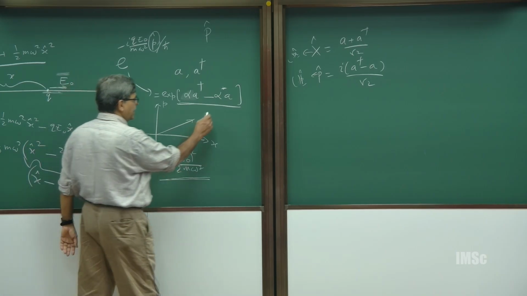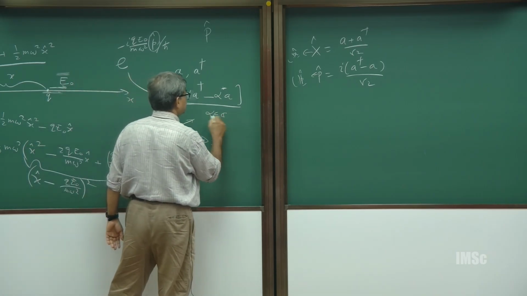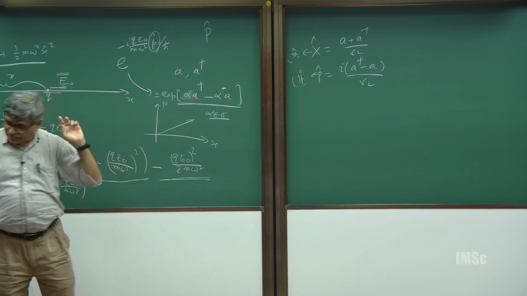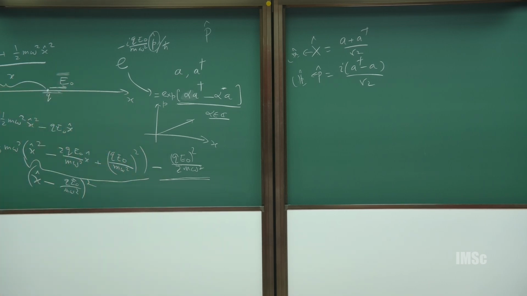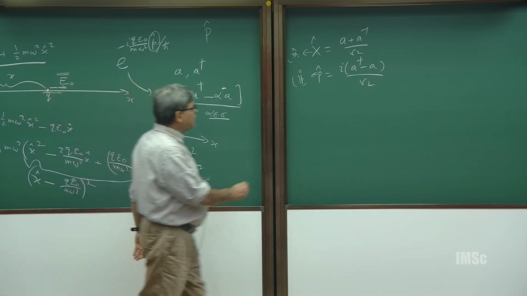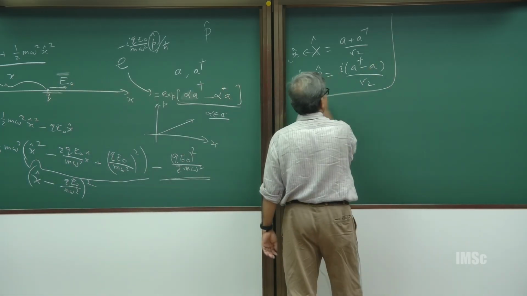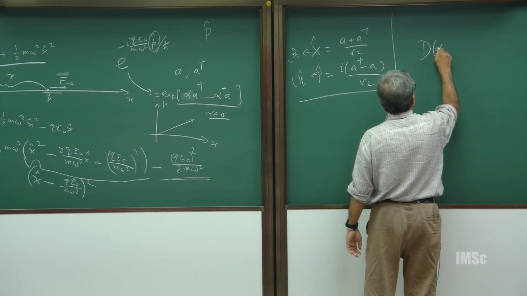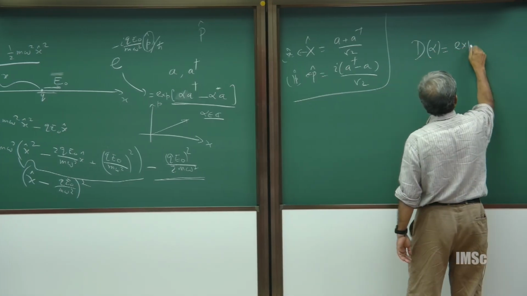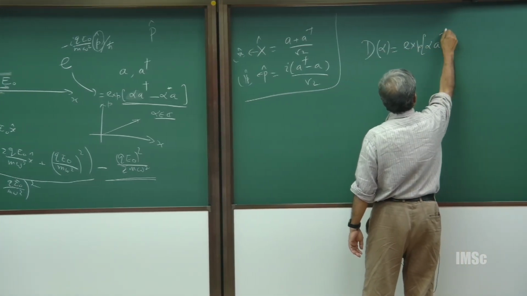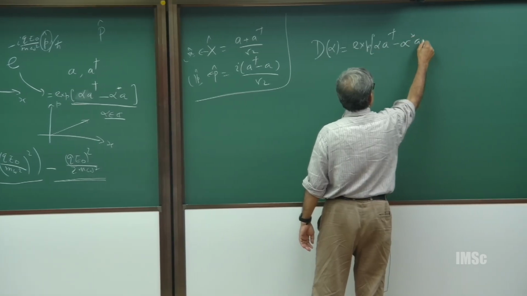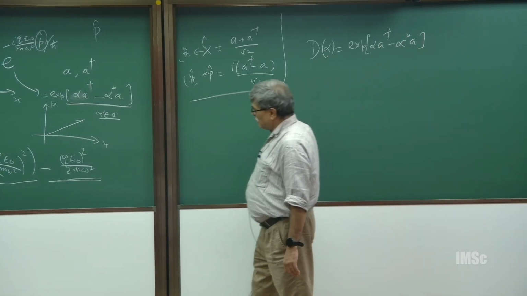where this alpha is a complex number. In this case, it will be a real number. Right. So, this displacement operator D of alpha is exponential of alpha A dagger minus alpha star A for any complex alpha.